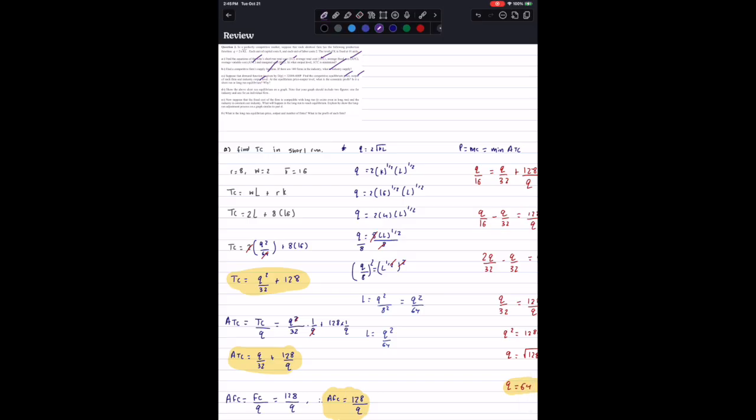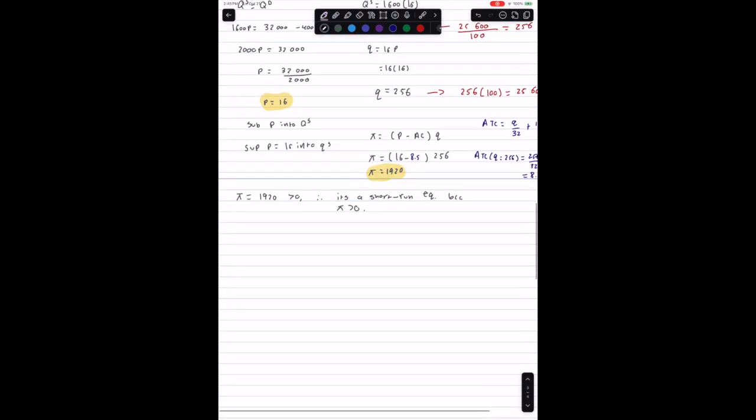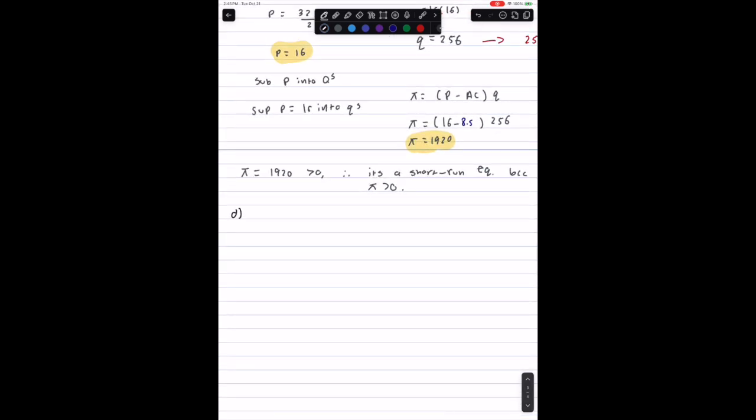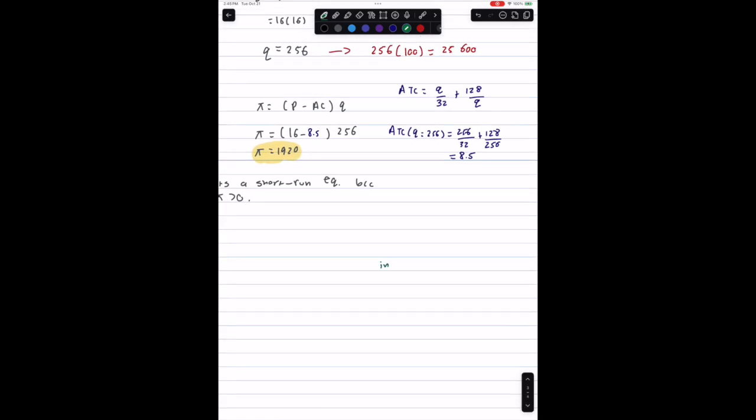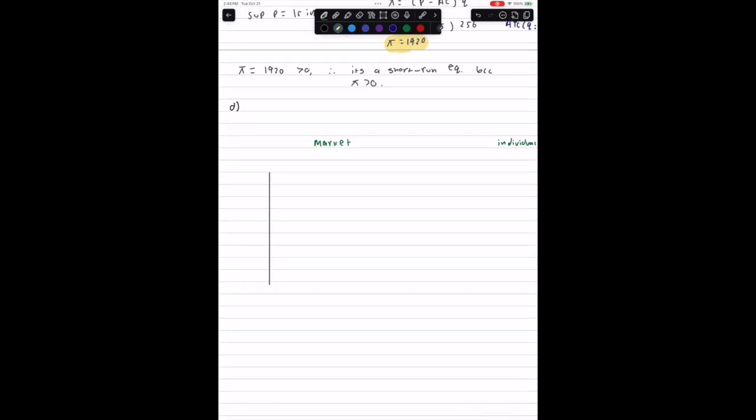Okay, perfect. Now we're going to go to D. Show the above short run equilibrium on a graph. And you should have one industry graph and one individual graph. Okay, perfect. Let's do it. I'm going to denote the market here, and I'll do the individual firm here, right? We're going to have our two graphs.